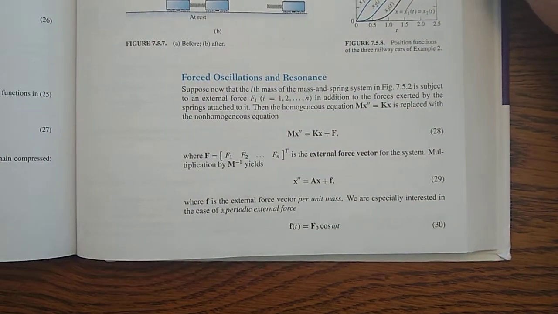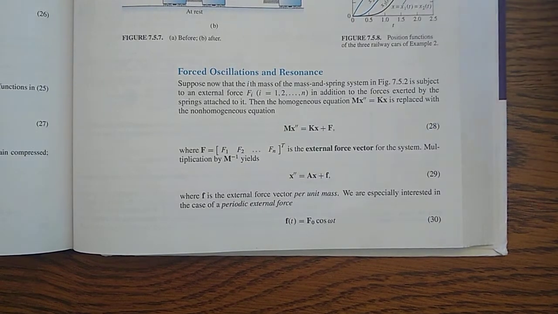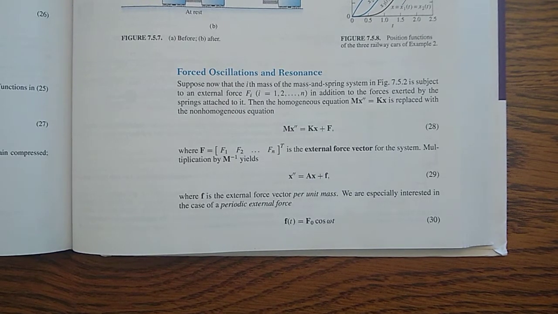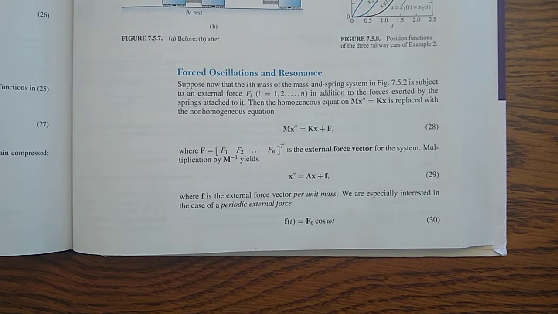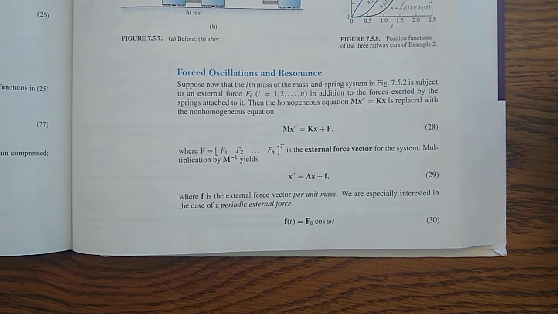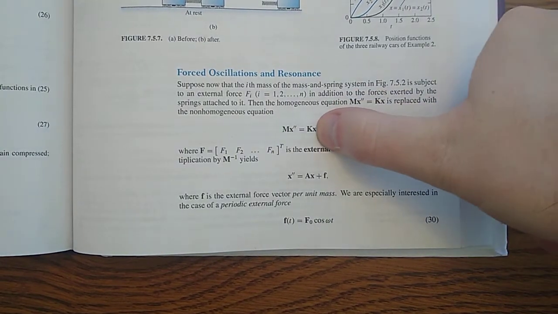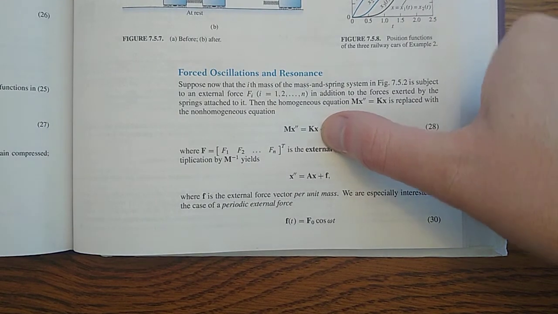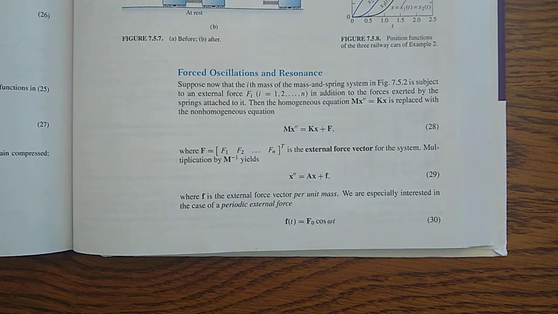So let me skip to this part. Forced oscillations and resonance. This is on page 431. This was all previously, the discussion in this section was, if I cover up this F, that's what we were doing, because we were assuming that there was no external force acting on the springs.